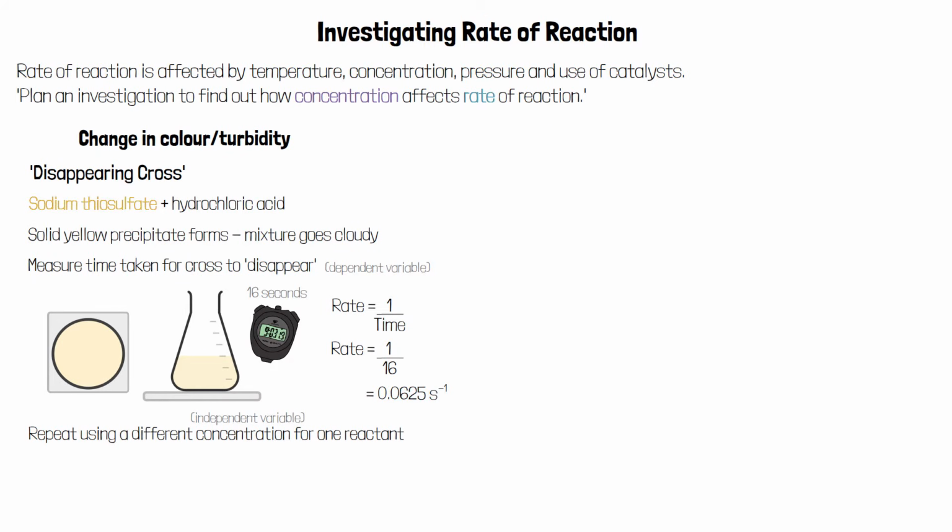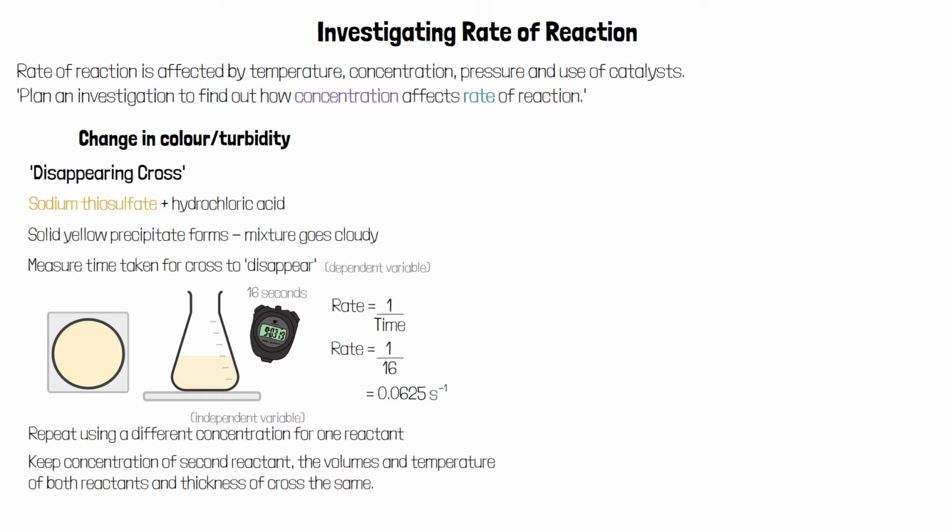To make sure our results are reliable, if we're changing the concentration of one of the reactants, we have to keep the concentration of the other reactant the same. We also need to use the same volume and temperature of each reactant and make sure the cross is the same colour and thickness. These are our control variables. A limitation of this method is that it's subjective. Deciding when the cross has disappeared is influenced by people's opinion because people's eyesight can be different.